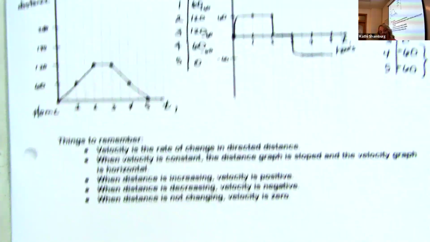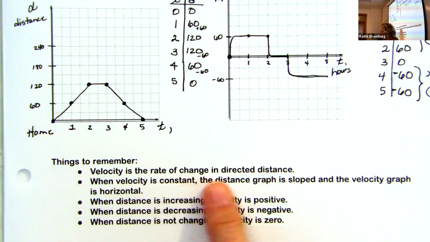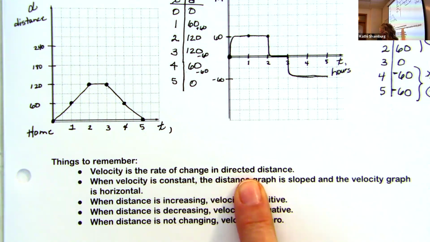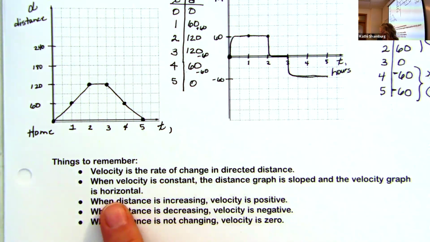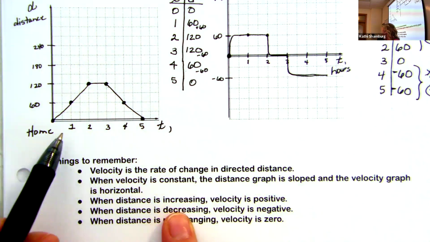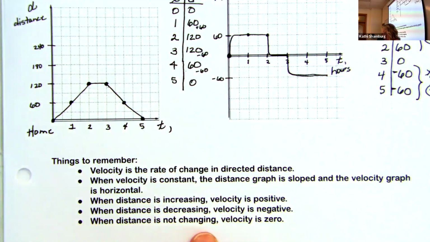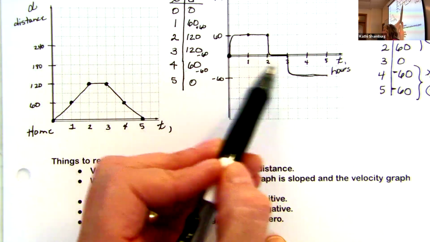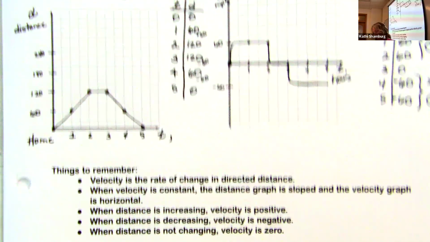Okay? And these bullet points are just reiterating that. So velocity is rate of change directed, meaning positive or negative. When velocity is constant, the distance is sloped and the velocity graph is horizontal. So that just goes through what we did here, mainly these 3 points. Distance is increasing, velocity is positive. Distance is decreasing, velocity is negative. Distance is not changing, here velocity is 0. Okay. All right, let's get through this example 4, and then we'll call it a day.